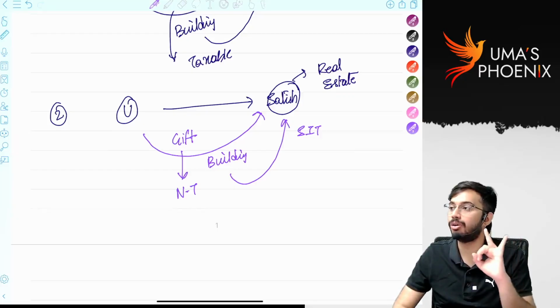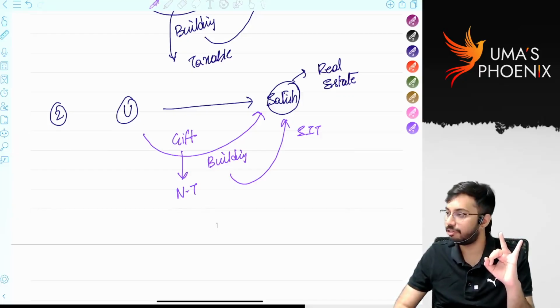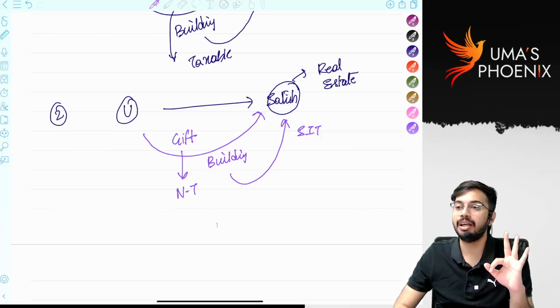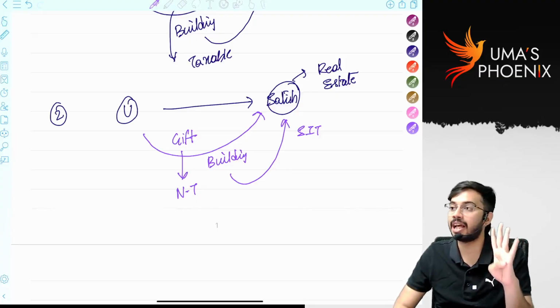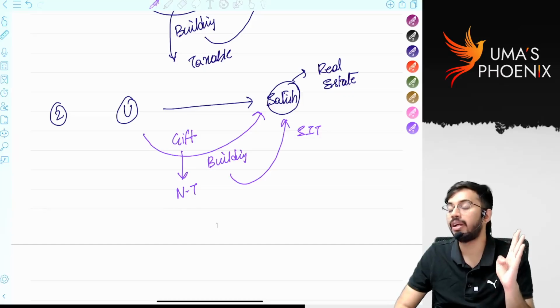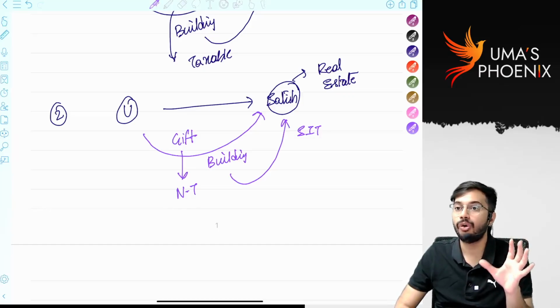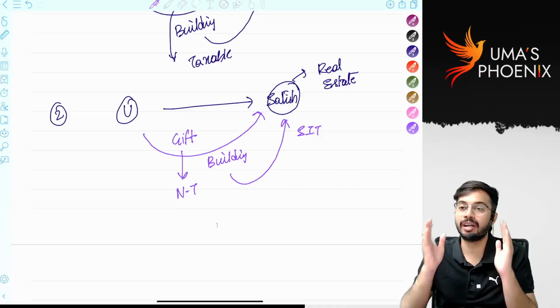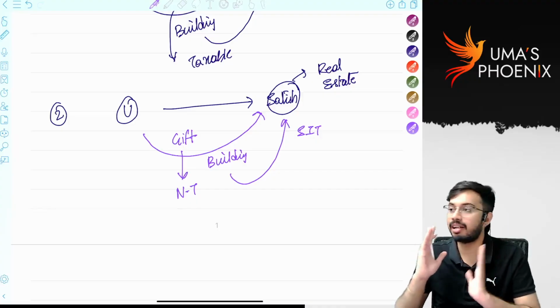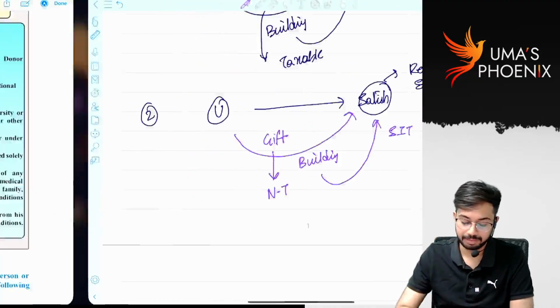Gift is taxable only if value of benefit is more than 50,000. Gift is taxable irrespective of whether donor is resident or non-resident, irrespective of whether recipient is resident or non-resident. Gift is taxable only if such gift is covered under the definition of property. Next, gift is taxable only if such gift is treated as capital asset in the hands of recipient. Are you able to understand the concept crystal clear?